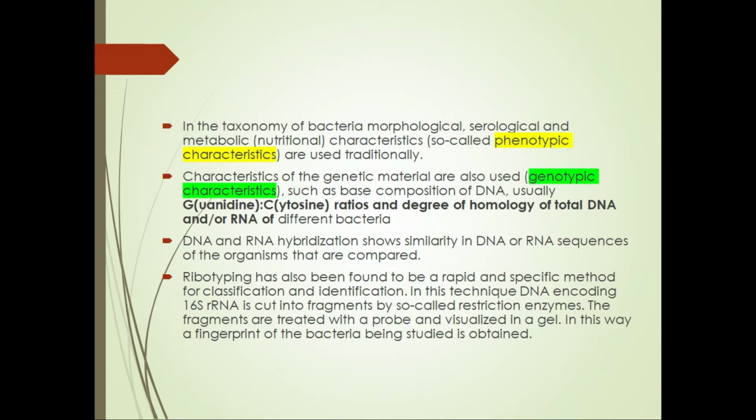So the DNA that encodes 16S ribosomal RNA is cut into fragments by restriction enzymes. Then the fragments are treated with a probe and visualized in a gel. And in this way, a fingerprint of the bacteria can be obtained, and that fingerprint is specific to the bacterium under study.